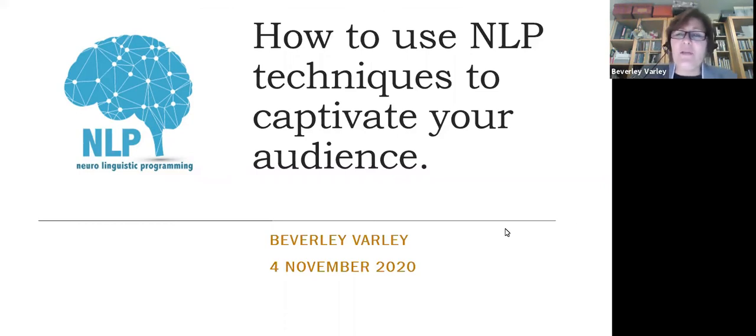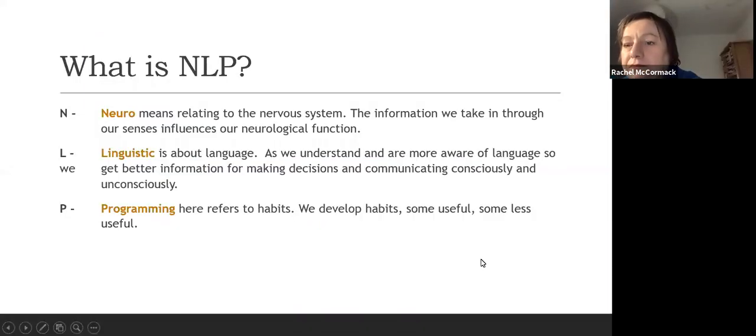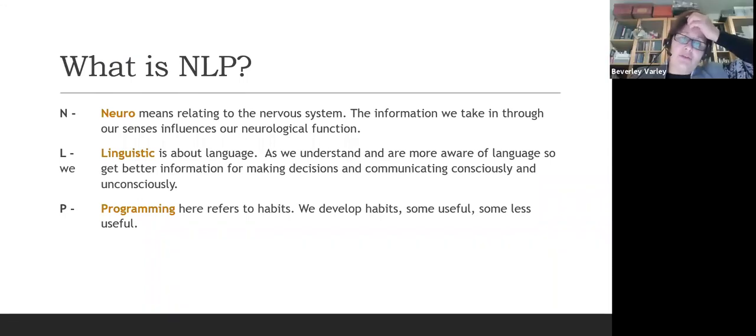Anyway, so let's go to the letters NLP. What do they mean? N stands for neuro, meaning anything relating to the nervous system. The information we take in affects how we function neurologically. Linguistic is about language, how we use language to take in information, which helps us to make better decisions and communicate consciously or unconsciously. And the P is for programming, how we create patterns and habits and behaviors that follow a particular path based on the information we received.